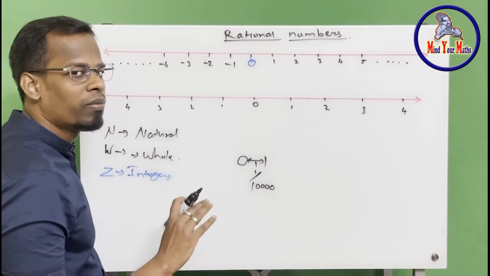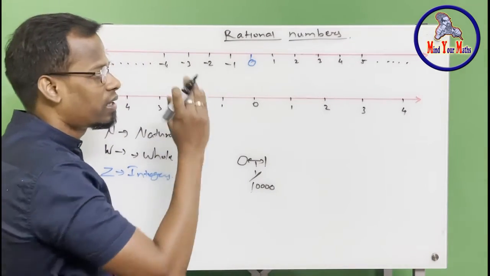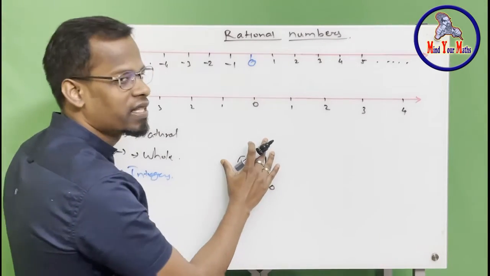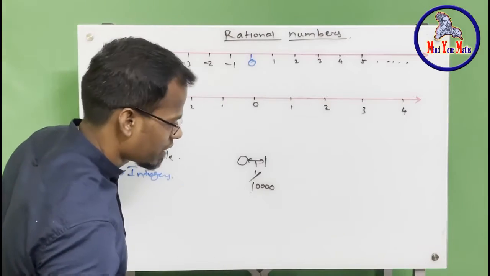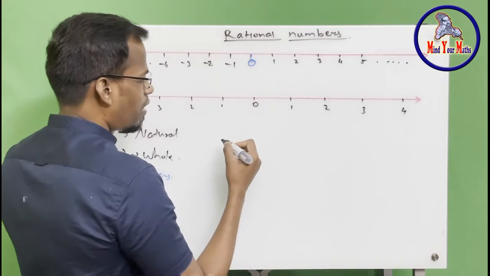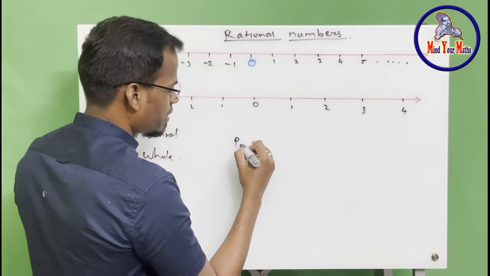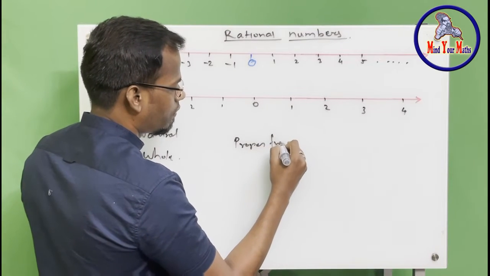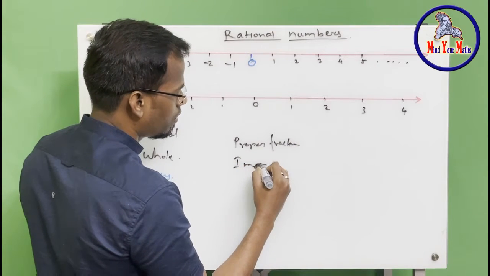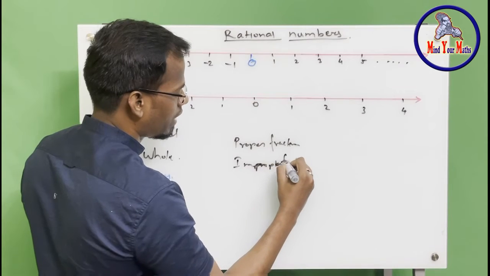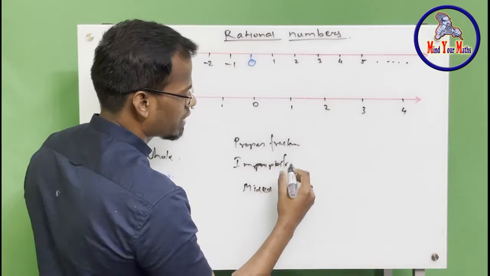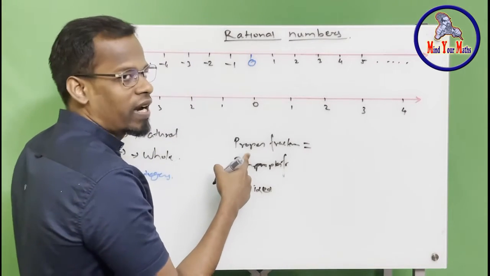Now let's see how to mark the fractions or the rational numbers in the straight line. But before that, let's understand some things about the fraction numbers, the different types of fraction numbers. So there are proper fractions, and then improper fractions, and then mixed numbers, right?